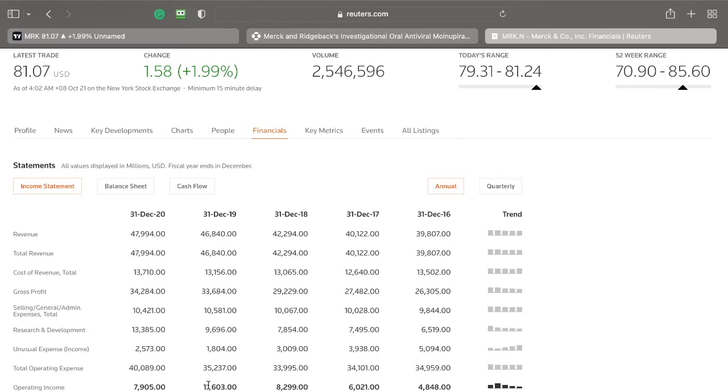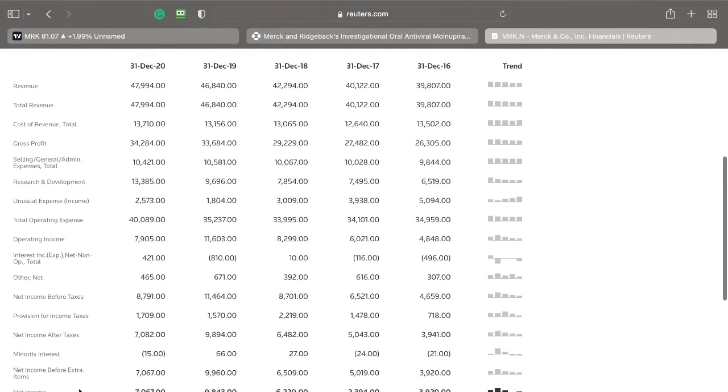The next one we'll take a look at is net income. So net income is over here. Net income for Merck was $3.9 billion in 2016, $2.3 billion in 2017, $6.2 billion in 2018, $9.8 billion in 2019, and $7 billion in 2020. So those are some of the annual results for Merck.